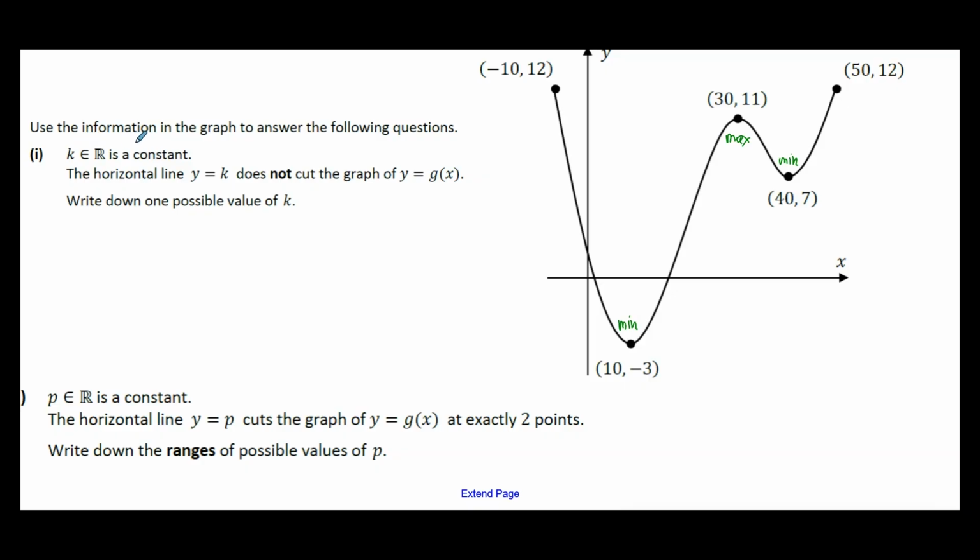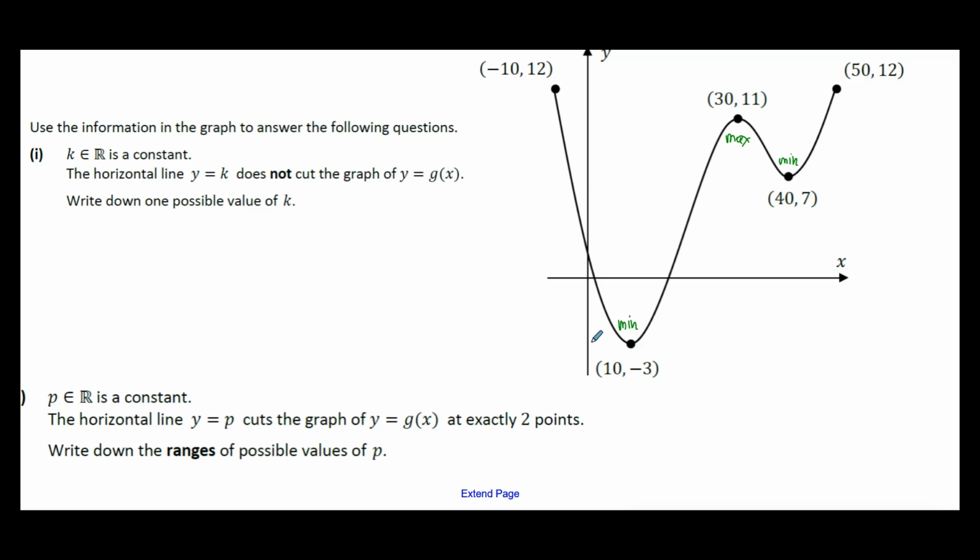K is a constant. It belongs to R, so any value. The horizontal line y equal K, so y equal a number, does not cut the graph of function g. And we have to write down one possible value of K.